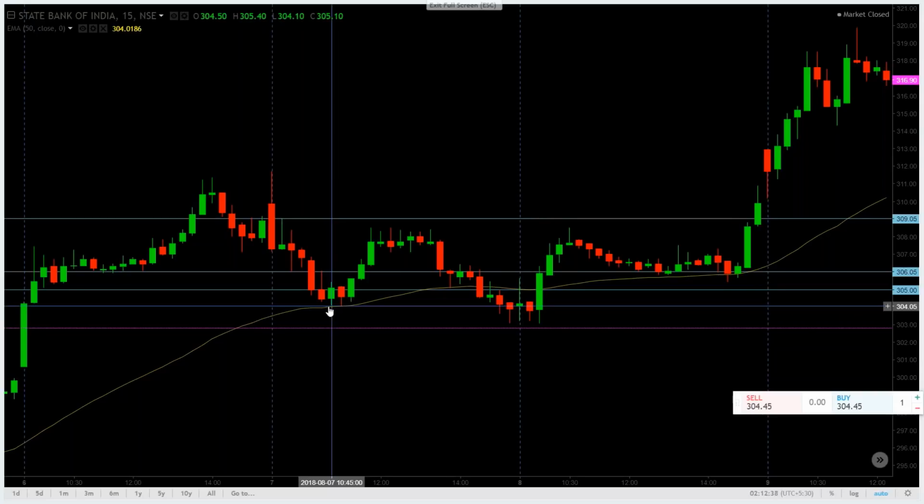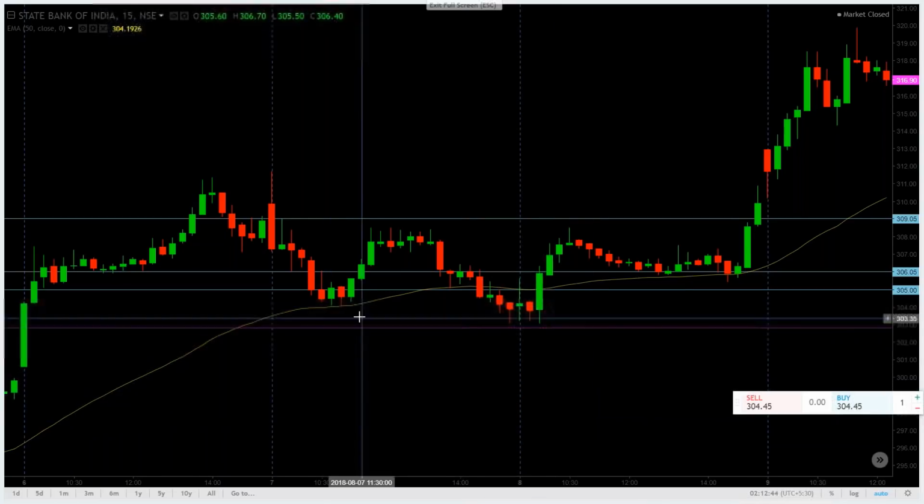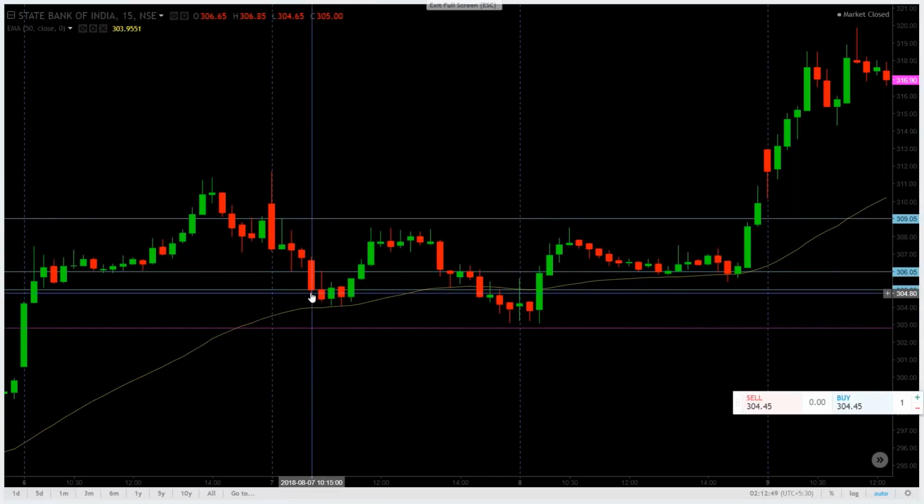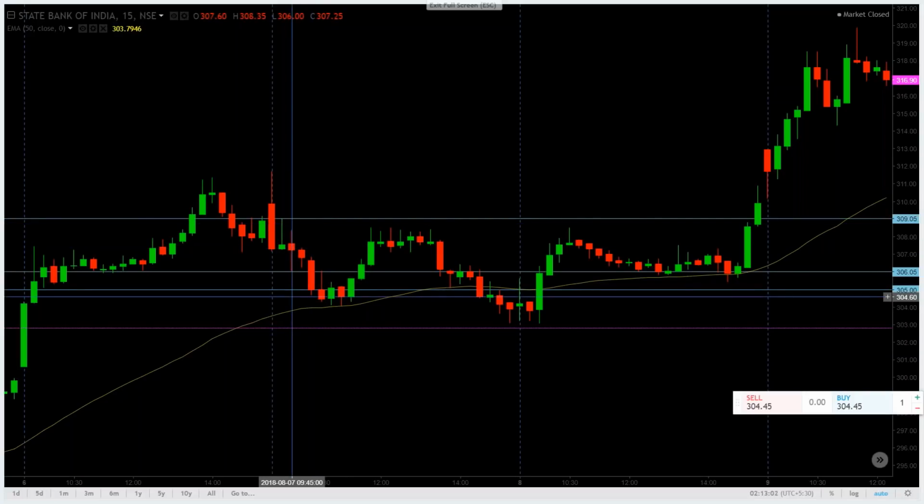And the moment you achieve your target 1, you can trail your stop loss so that you can maximize the profit for the remaining 50%. Look into what happened this day. You have taken a trade over here, and you have achieved your target 1. This is the instance when you booked your target 1. The moment you do that, you are supposed to modify your stop loss to the price at which you actually entered into the trade.